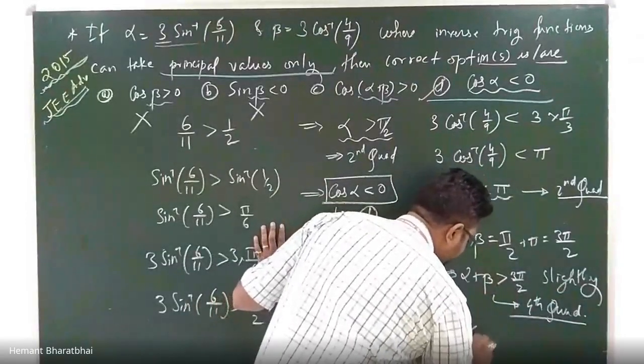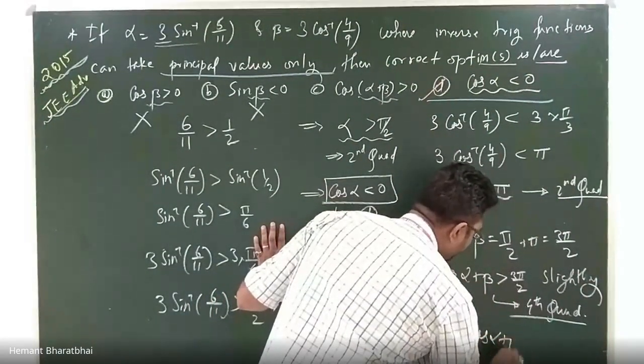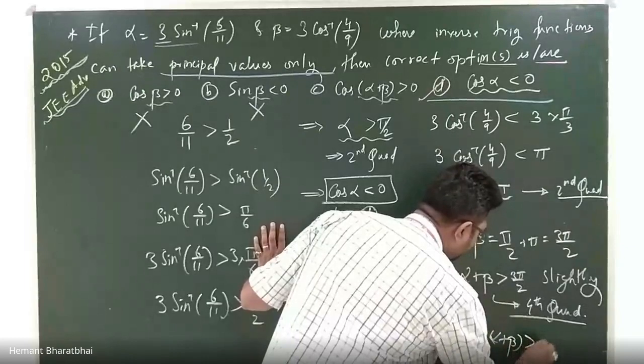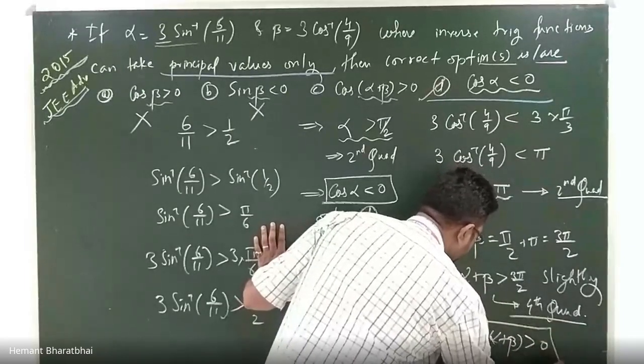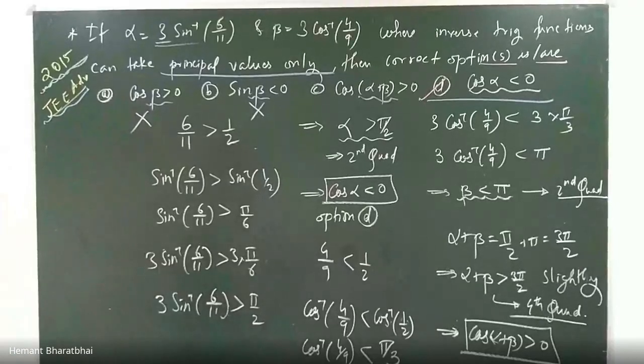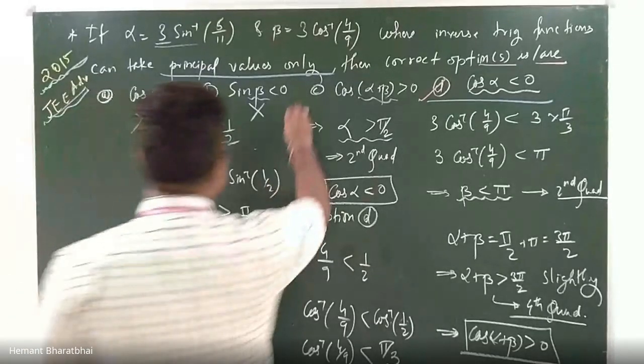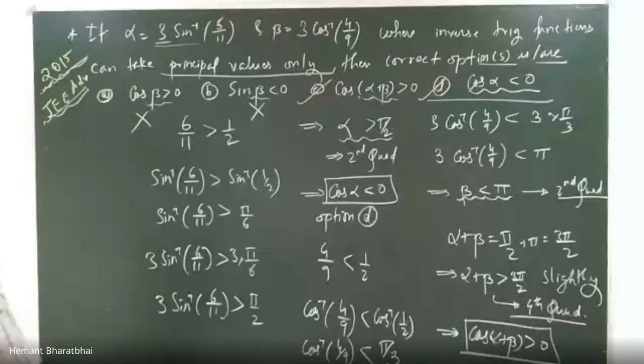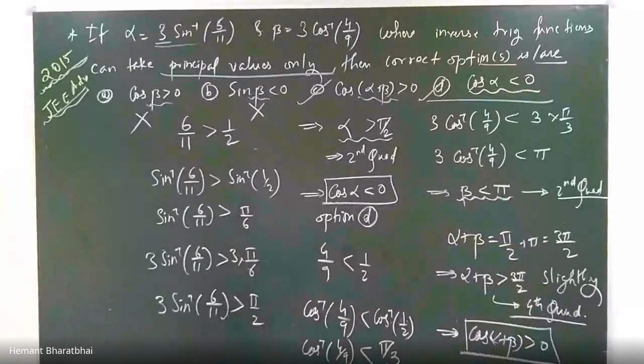So yes, this option is also correct. The cos of alpha plus beta will be greater than 0. So this option is also correct. So multiple options are correct over here. So in this case, option number C and option number D both are correct.